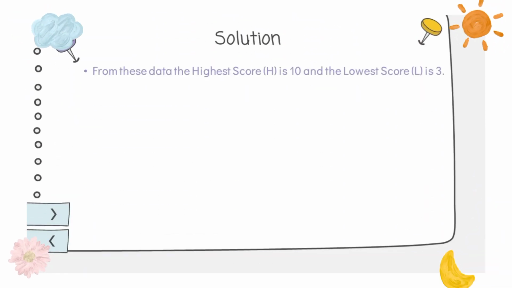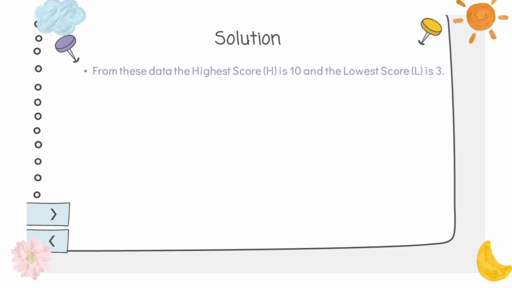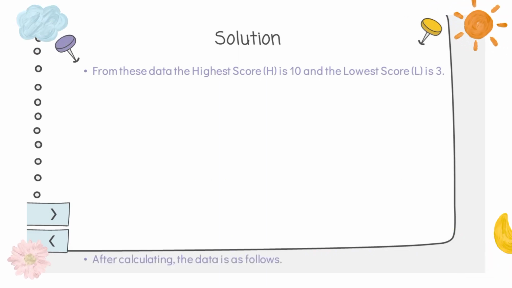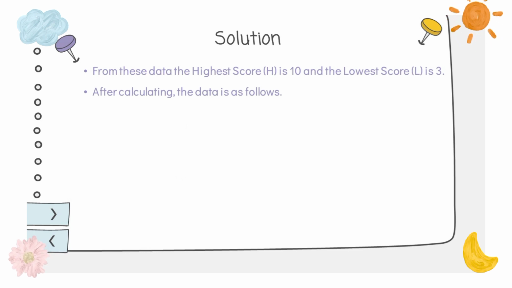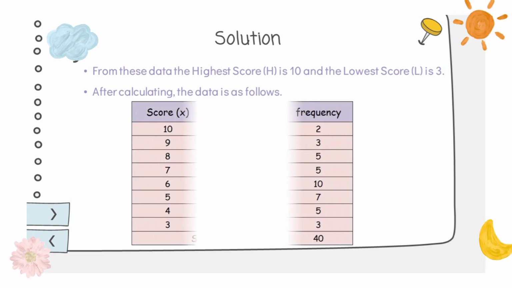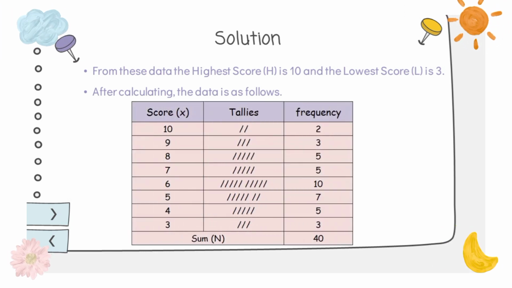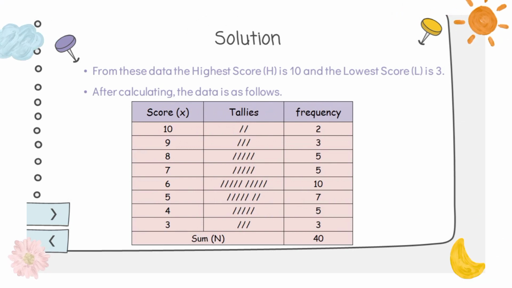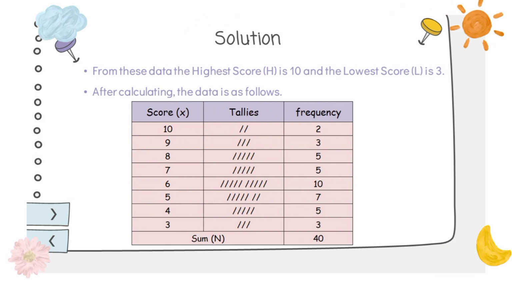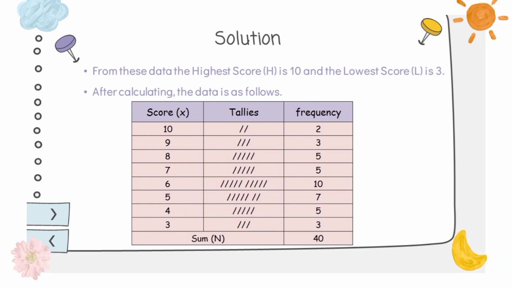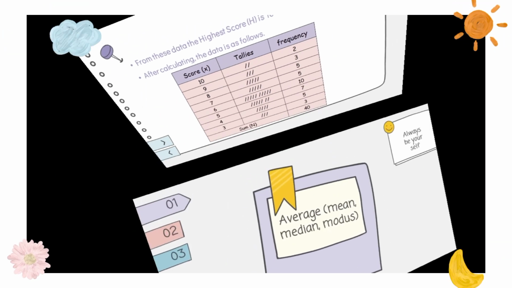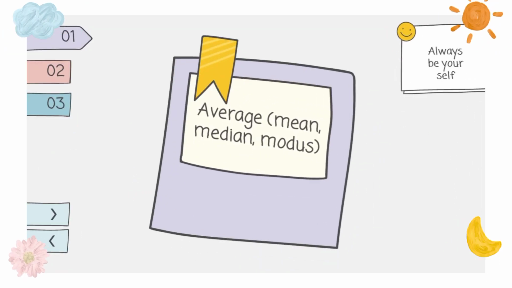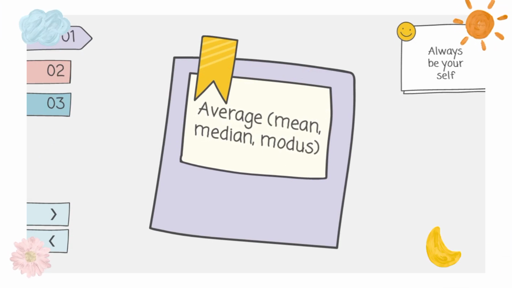And next is the solution. From this data, the highest score is 10 and the lowest score is 3. After calculating, the data is as follows. Okay, this is a table of score, tally, and frequency. And we have the sum of data is 40. We're going to go to average: mean, median, mode.